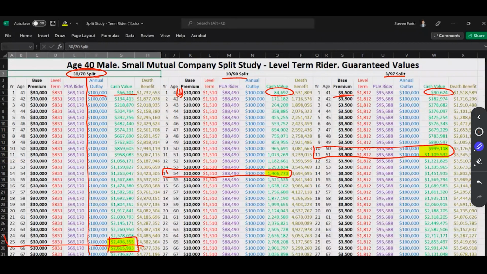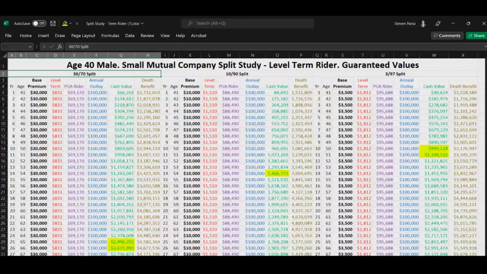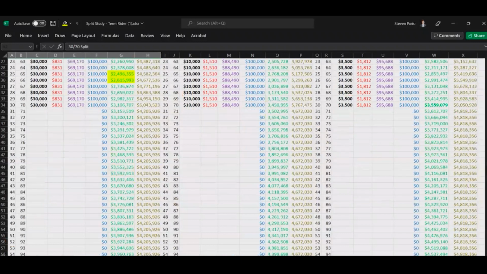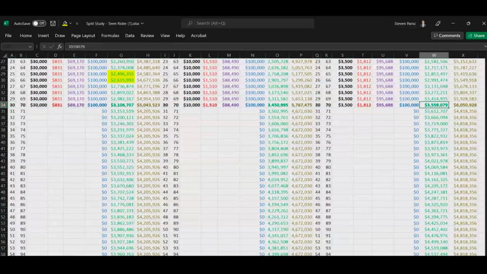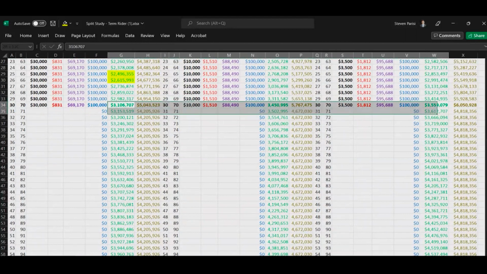So if this is you, which one would you like? Let's look at it long-term too, by the way. If we look at year 30, how much was the difference in the non-guaranteed, the dividend values? About $130,000 difference. How about here? 3070 compared to that 397, it is huge there, about $450,000. How about this guy? About $350,000 with a 1090.